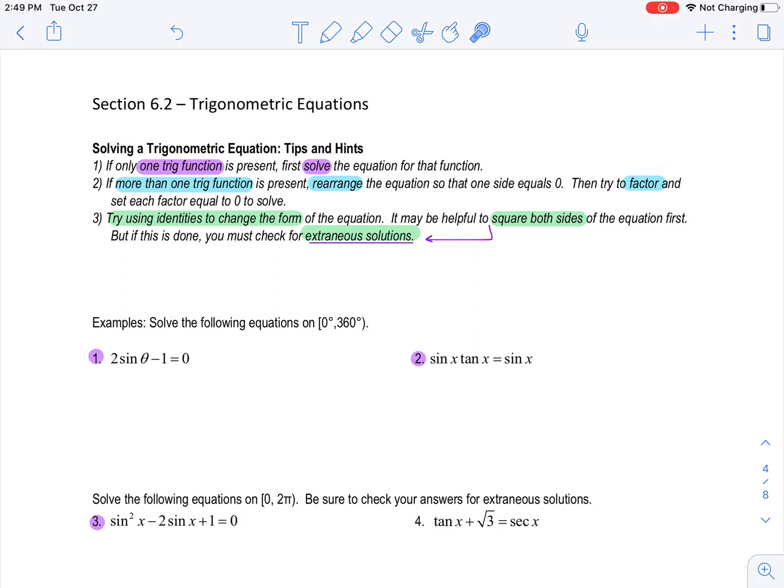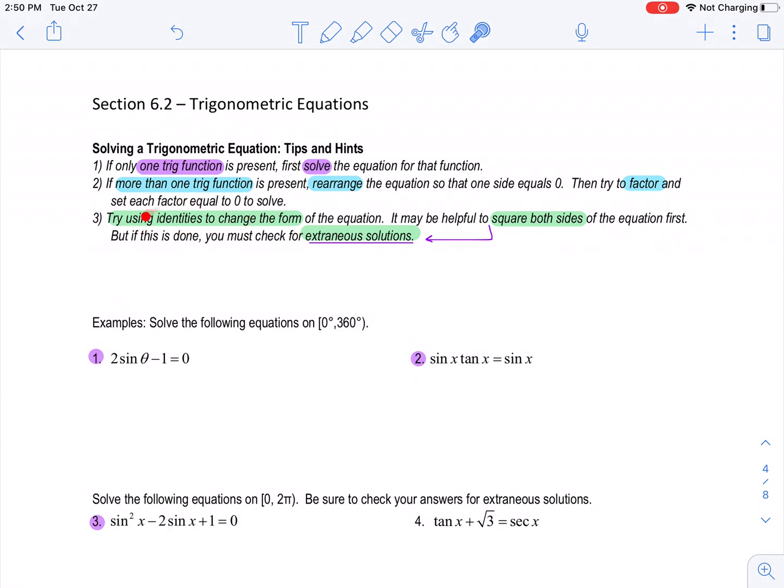Okay, and some tips and hints for solving here. If you see one trig function, we want to isolate it and then solve. If you see more than one trig function, we want to rearrange it so that the equation equals 0, and then we can factor. We can factor out a GCF, or we can factor normally, like what multiplies to C and adds to B, that sort of thing.